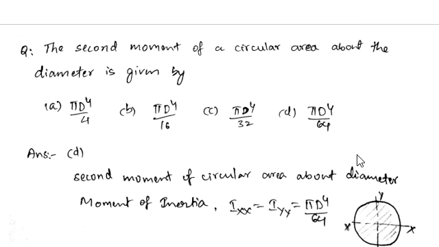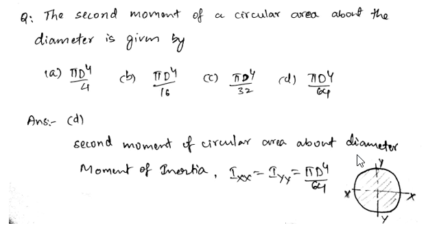And if you see the next question here, the second moment of circular area about the diameter is given by, and some options are given. The second moment of area is nothing but the moment of inertia of that area. Here the circular area is given. Second moment of circular area about its diameter means about the centroidal axis, so that is nothing but moment of inertia about xx and yy. So moment of inertia of circular area about xx and yy will be pi d power 4 by 64, and here the correct option is option D.